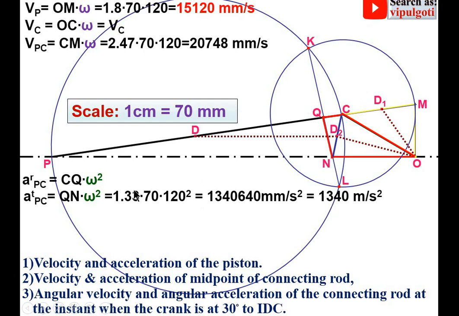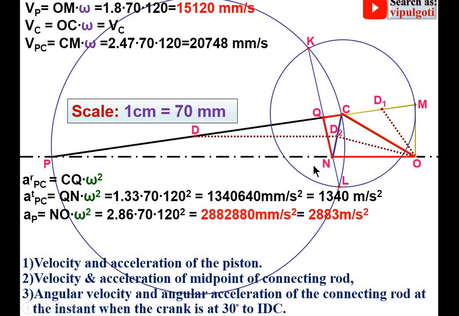And QN represents the tangential component of the connecting rod. So if you measure the length of this QN from this diagram, then it will be 1.33 cm multiplied by scale, and that is 70 mm. So the unit is mm per second square, multiplied by omega square, and you know that omega is given to you as 120, and if you simplify, then you will get this. So divide it by 1000, then you will get 1340 meter per second square.